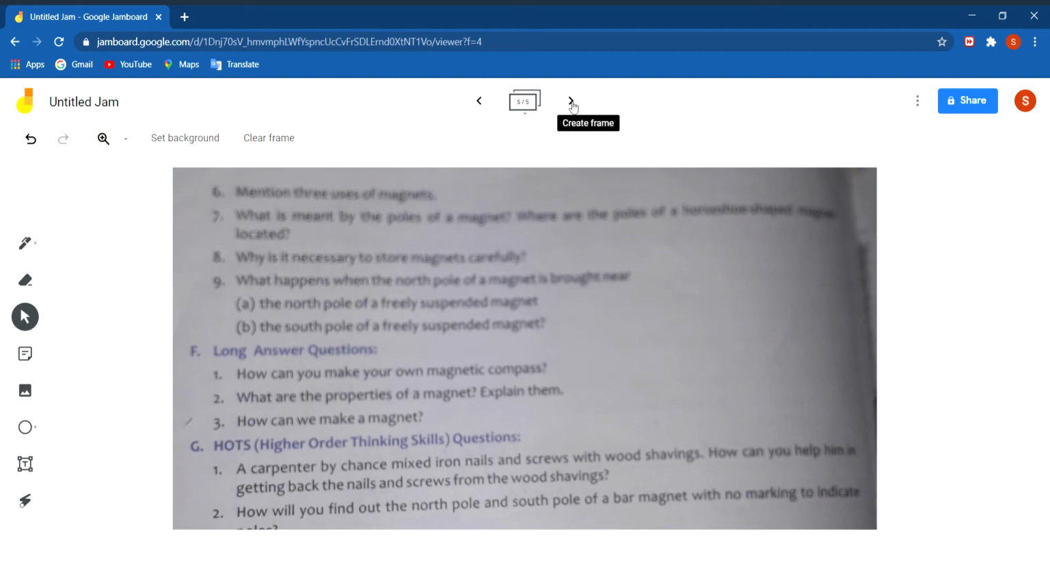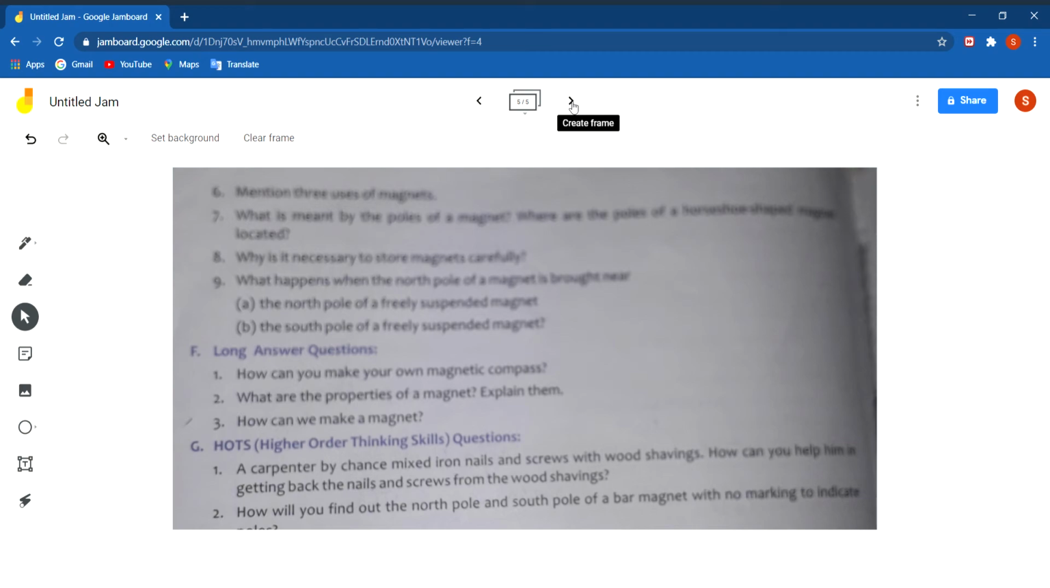Now the next question is: why is it necessary to store a magnet carefully? Because a permanent magnet tends to lose its magnetism after some time if it is not stored properly.